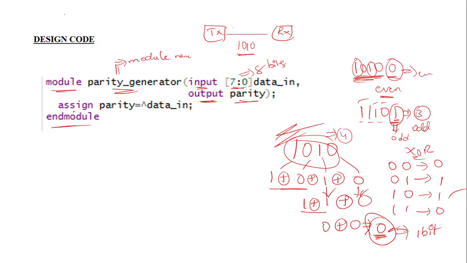Now, using data flow modeling, we use the assign keyword. Why do you use the assign keyword? We have to assign the values from the RHS side to the LHS side. So what are you going to do?